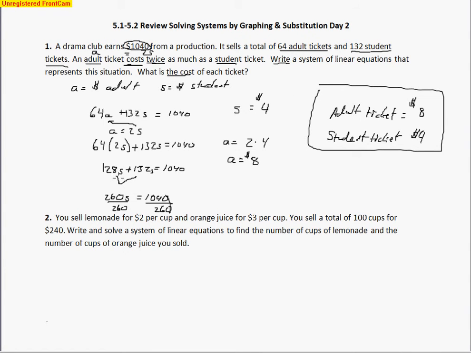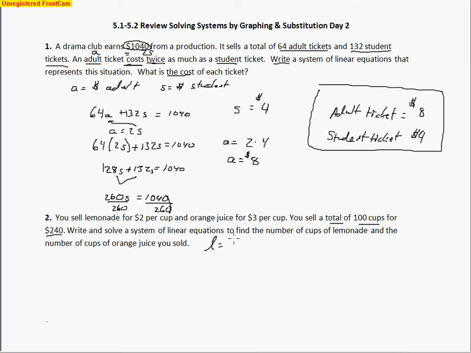So look at the next one. It says you sell lemonade for $2 a cup and orange juice for $3 a cup. So now we know the cost. It's different than this problem, because here we were looking for the cost of each of those tickets. Now we know the cost of lemonade and the cost of orange juice. It says you sell a total of 100 cups for $240. You're supposed to write and solve a system to find the number of cups of lemonade and the number of cups of orange juice you sold. So we need to define some variables.